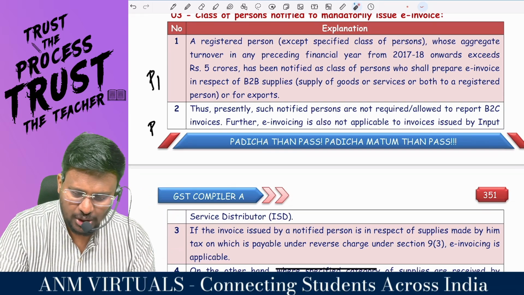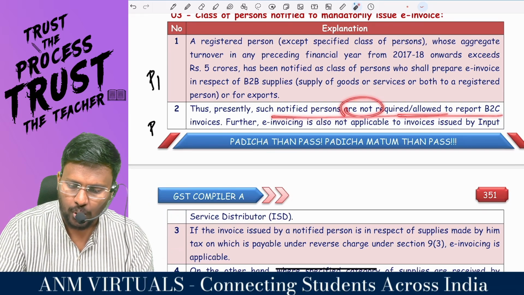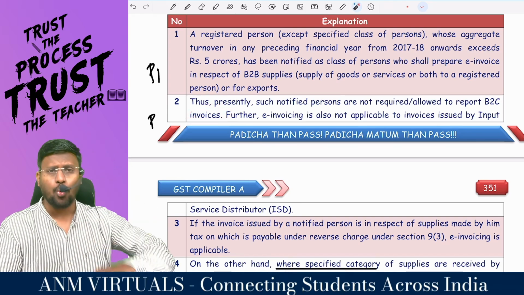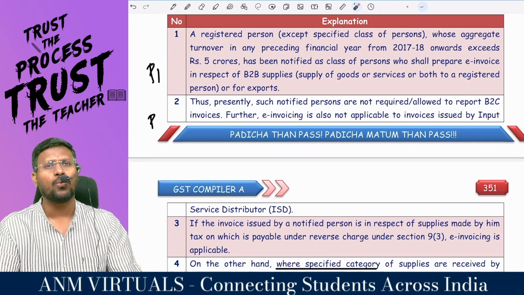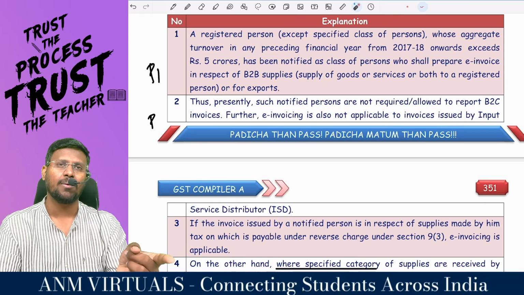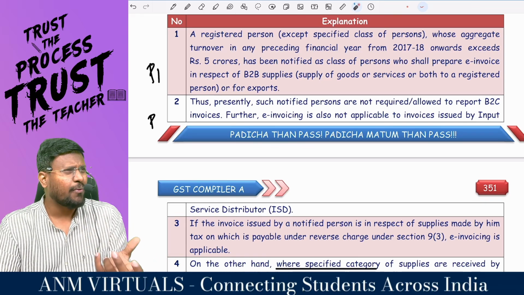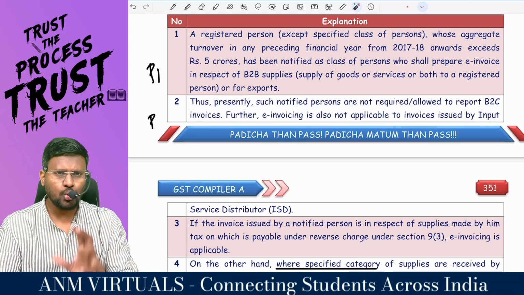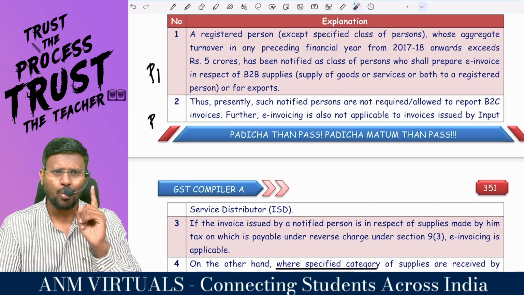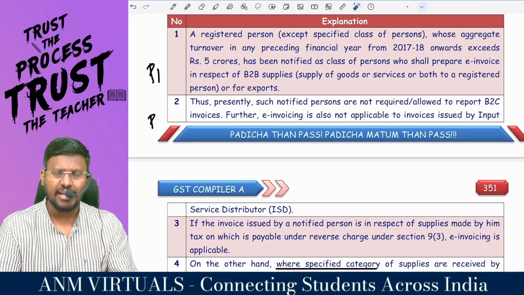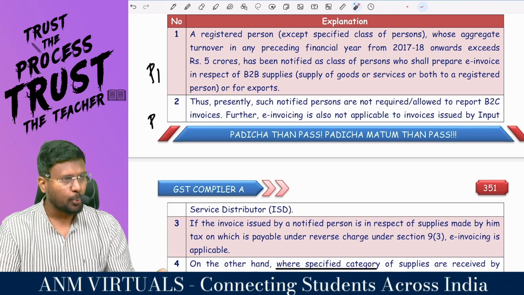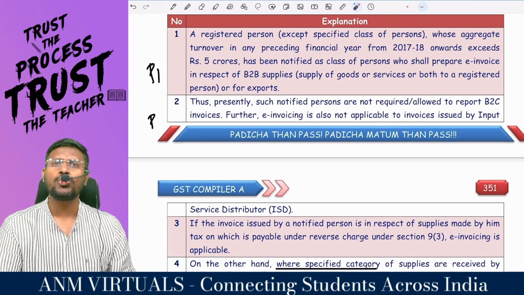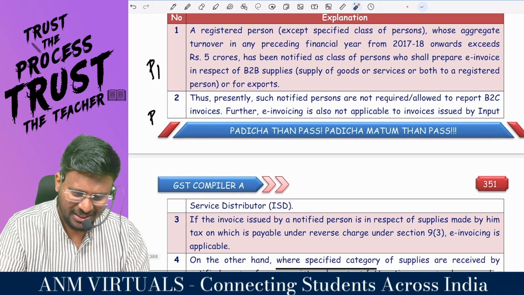Thus, presently, such notified persons are not required or allowed to report B2C invoices. So now B2C invoices need not be issued as what invoice? E-invoice. Only what to what invoice? Because B2C people will not take credit, right? So they are saying that if your aggregate turnover from previous year 17-18 exceeds 5 crore, and you are making supply to a B2B, then mandatorily you have to issue an e-invoice. So this is an exception.